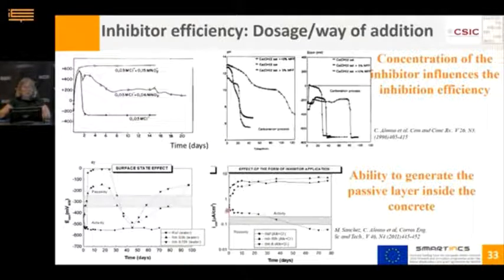Here is the case with the organic inhibitors, an alkanolamine, that was in contact with the steel for a long time, and the passivity is reached, and then when the chlorides appear and come into contact, the corrosion is not initiated. However, in the case of no inhibitors, or when the inhibitor is added at the same time as the aggressive, the protection is very, very significantly affected.